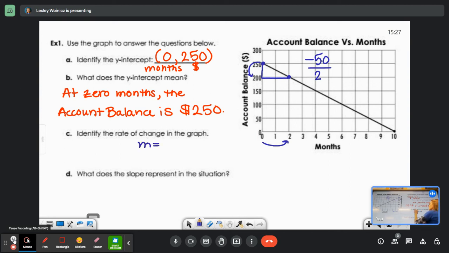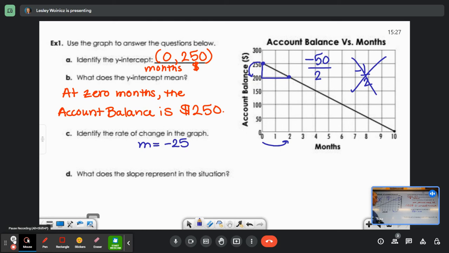M equals negative 25. Okay, so I want to talk about a common mistake. A lot of kids will do this: -1/2, because they're just counting the boxes. Does everybody see why I can't say that negative 50 is -1? Right? Because it's going from 250 to 200, not to 249. Good? Okay. So not this.